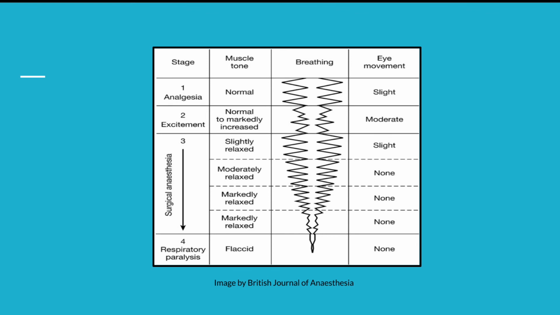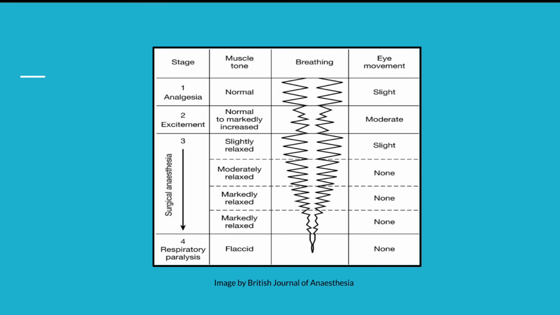As seen in this illustrated diagram, stage 1 is marked by analgesia and maintenance of consciousness. In stage 2, the patient becomes unconscious, breathing becomes erratic, but delirium can occur, leading to an excitement phase.